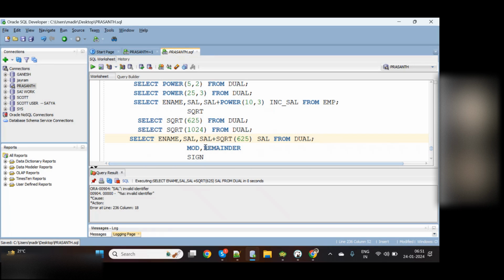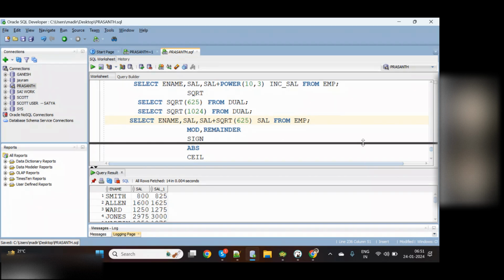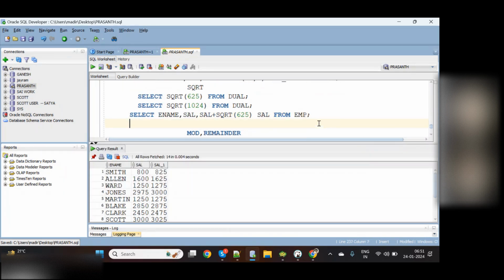Because our table is the employee table, I am showing you on the multi-row table. So, square root: what the square root function is doing is all we need to know. But here I am simply applying it on a single-row table.